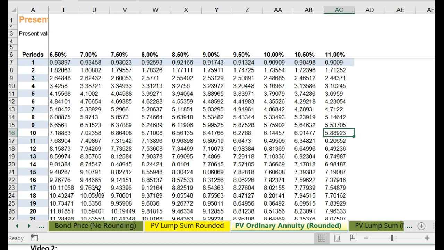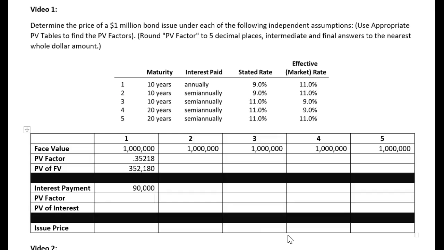5.88923. So let's go back to our worksheet here, and we're going to put that in. There we go. I'm not the best at typing that sometimes. And then we're going to multiply that by the 90,000. So when we do that, we get 530,030, and we're going to round to the whole dollar, so 031.